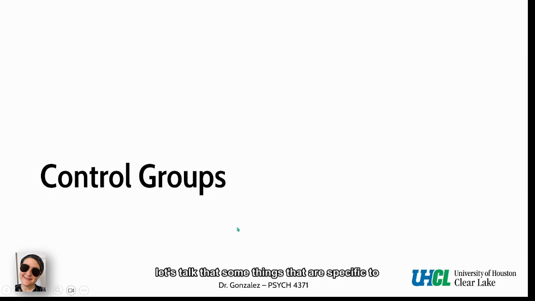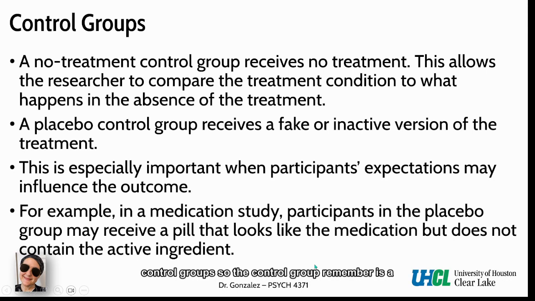Let's talk about some things that are specific to control groups. So the control group, remember, is a group that does not receive the treatment, okay? We often call it a no treatment control group, but it's the same thing as saying a control group. It just means that you've got a baseline condition with no treatment, and you're seeing how that variable, your dependent variable, exists in the absence of a treatment.